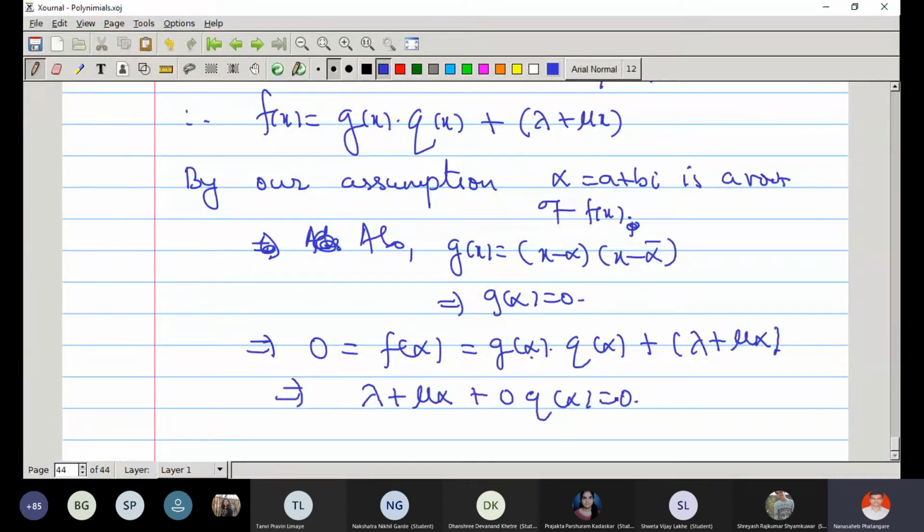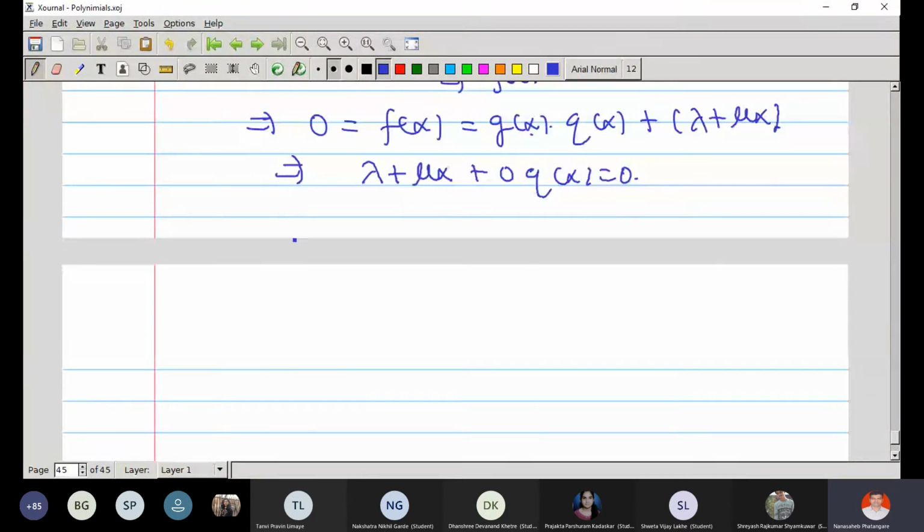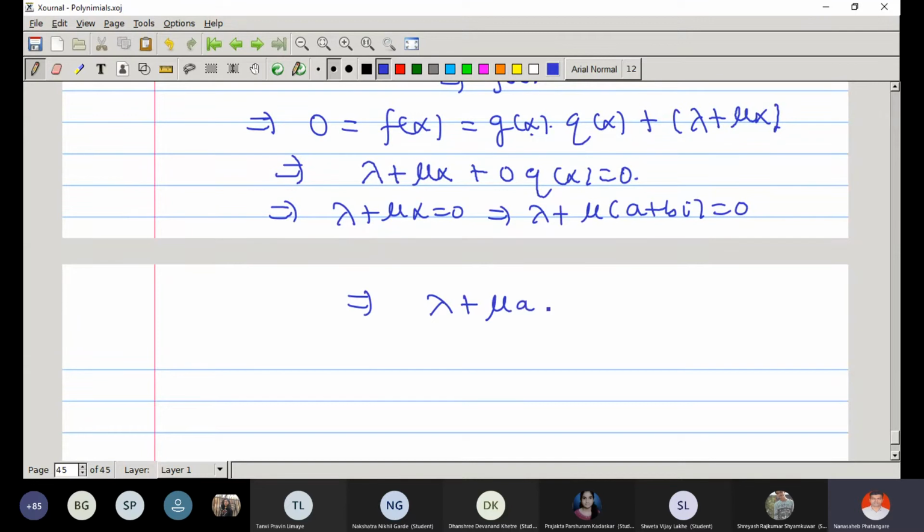Ultimately, what do we get further? What does it mean? Lambda plus mu alpha is 0. That means lambda plus mu times alpha, which is a plus bi, is 0. Let us simplify this complex number: lambda plus mu a, plus what?